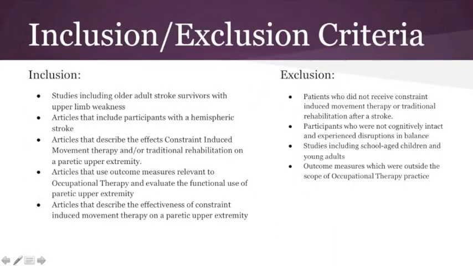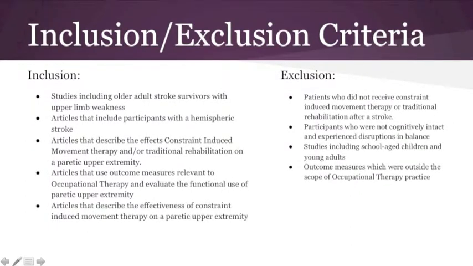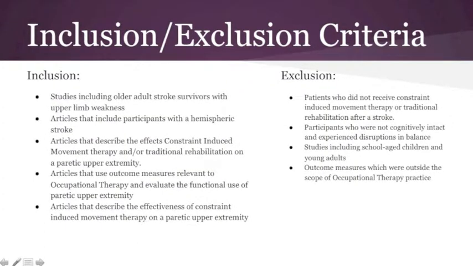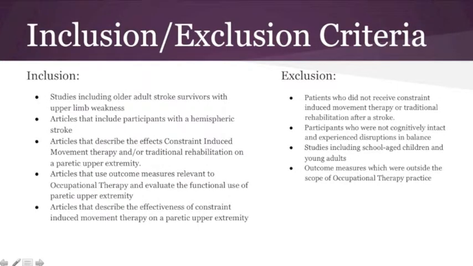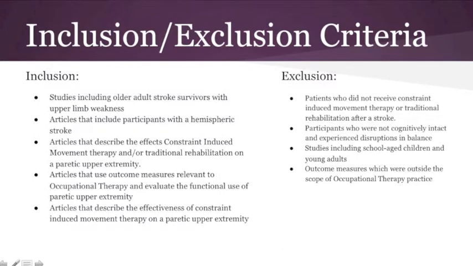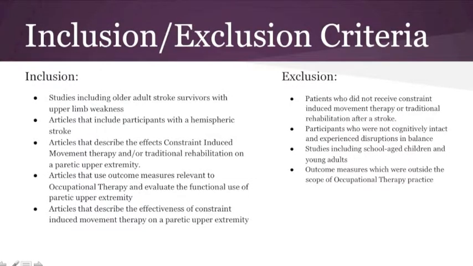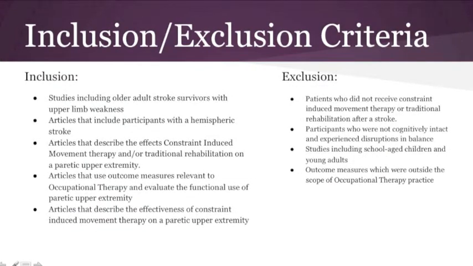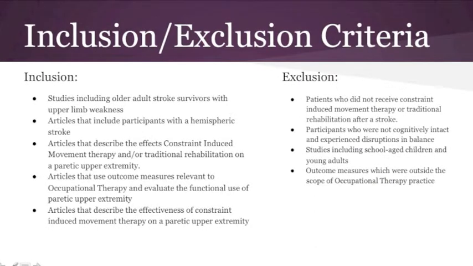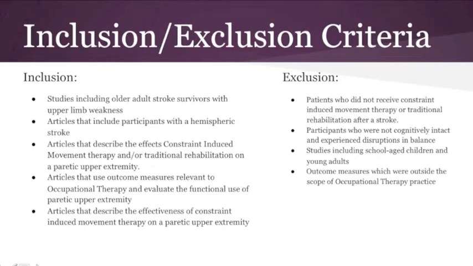The inclusion and exclusion criteria is as follows. For inclusion, studies including older adults, stroke survivors with upper limb weakness, articles that include participants with a hemispheric stroke, articles that describe the effects of constraint-induced movement therapy and/or traditional rehab on the paretic upper extremity, articles that use outcome measures relevant to occupational therapy and evaluate the functional use of the paretic upper extremity, articles that describe the effectiveness of constraint-induced movement therapy on a paretic upper extremity.